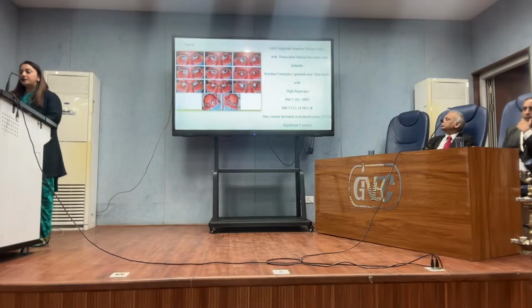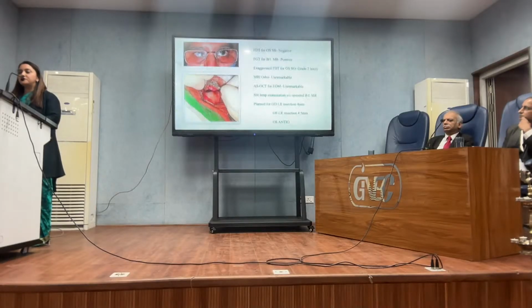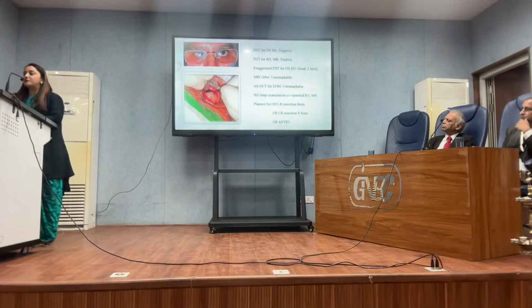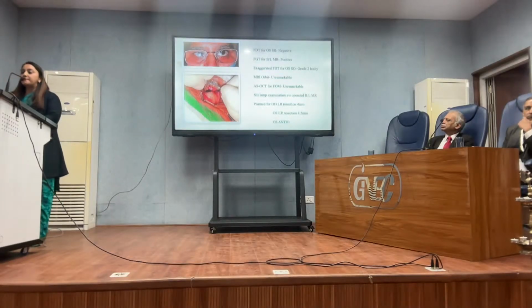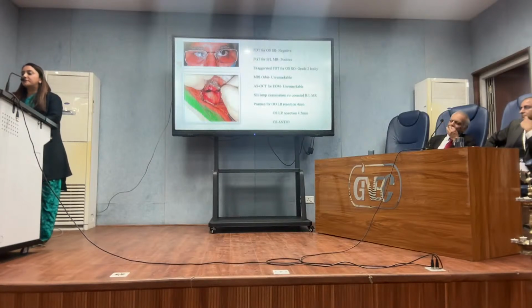So her maximum vertical deviation in extroversion was 35 PD with a significant V pattern and typical features of superior oblique palsy. FDT for the left SR was negative, FGT for bilateral MR was positive. Exaggerated FDT for SO showed some laxity of grade 2. MRI orbit was unremarkable, ASOCT unremarkable. Slit lamp examination gave us evidence of both the medial recti being operated.